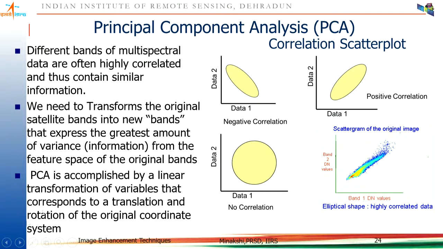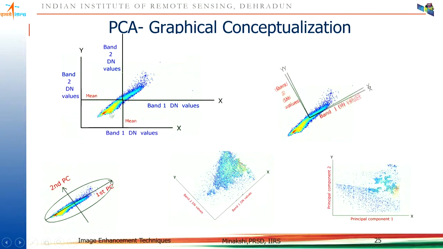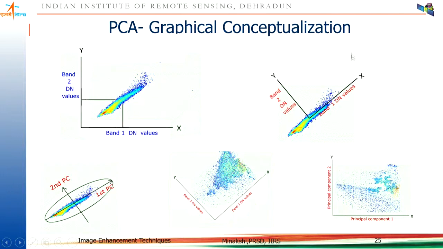I want to uncorrelate it using the technique called as principal component analysis. So I do this technique by a linear transformation that corresponds to translation and rotation of the original axis. Let's see with the help of an example. So this was my highly correlated data. Now band 1 versus band 2. So band 1 has a mean, band 2 has a mean.